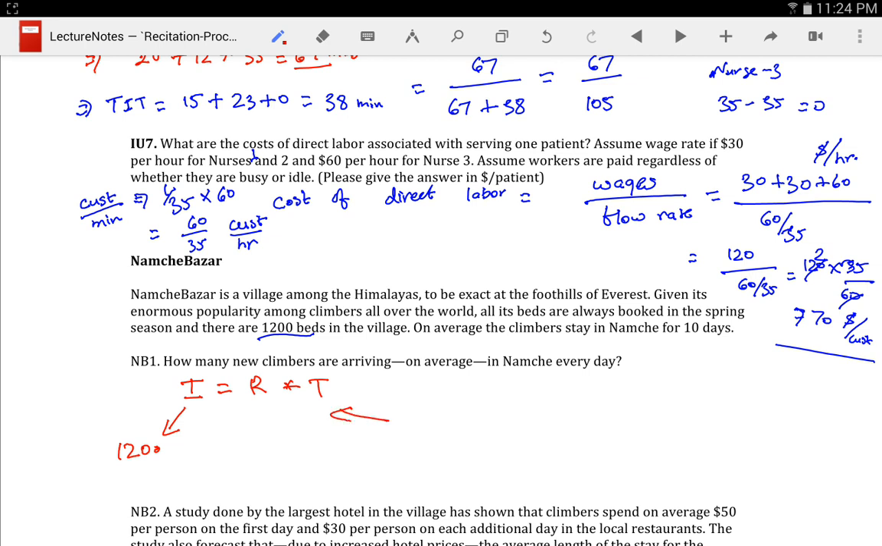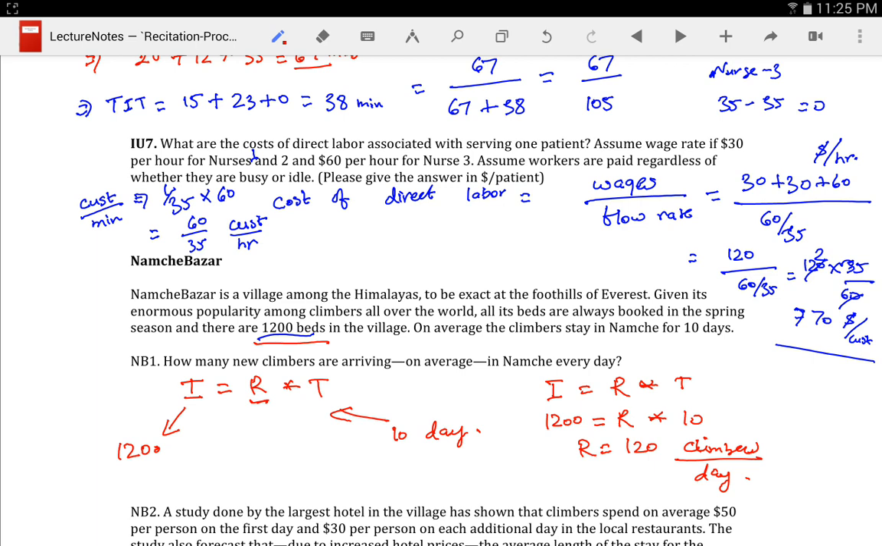The climbers stay there for 10 days. That means the time between climbers entering the system and coming out of the system is 10 days. So what we need is the rate. To sustain this, how many customers should arrive every day? Well, I equals RT, I equals 1,200. We need to find R. T is 10, so R is 120 climbers per day. So if at any given time there are 1,200 climbers and each of them stays for 10 days, that means to sustain that there must be an arrival of 120 climbers every day.